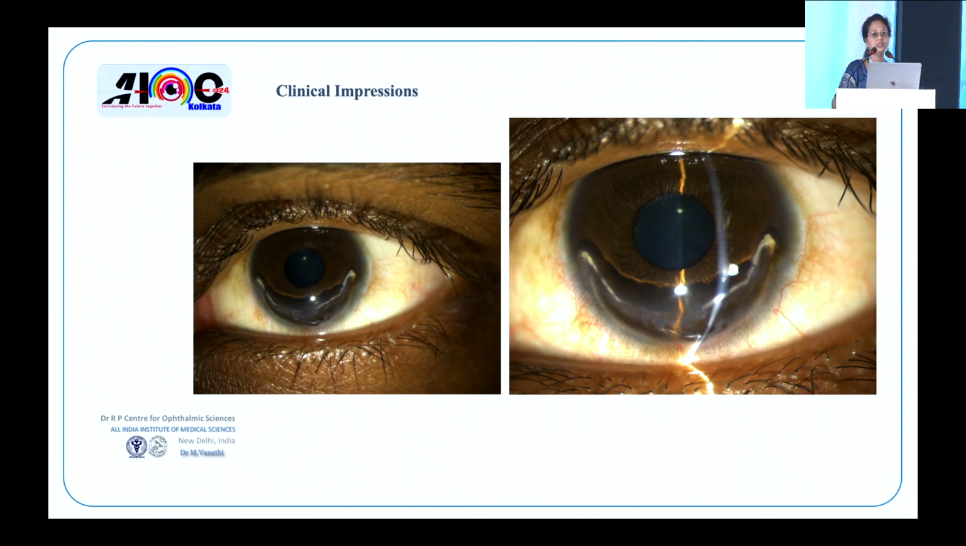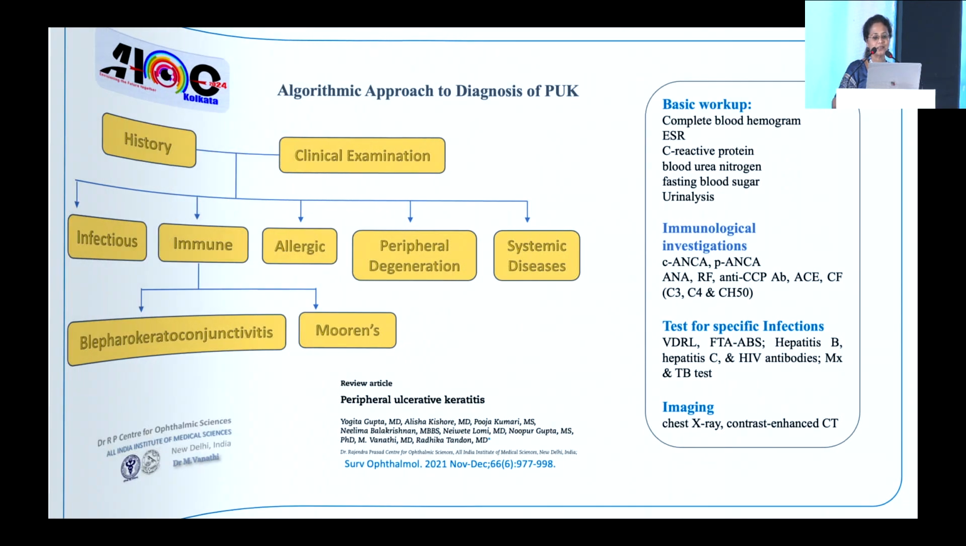This is a picture of Terrien's marginal degeneration, and again you look, it mimics an ulcerative lesion, but you would have epithelium over this. It's usually a quiet eye, associated with thinning, and you would have this lucid interval, and you also have the lipid deposition, which are all characteristic features.